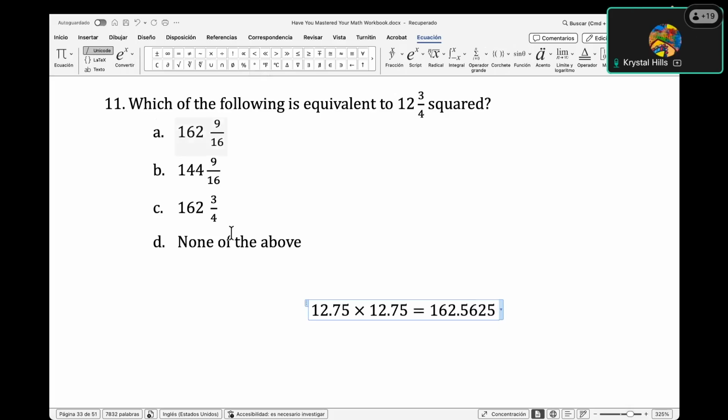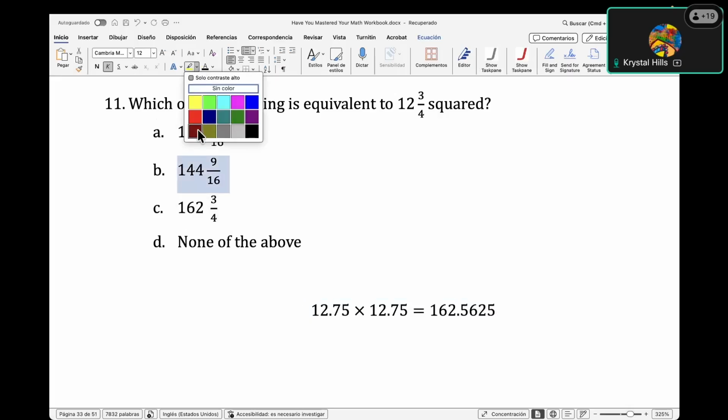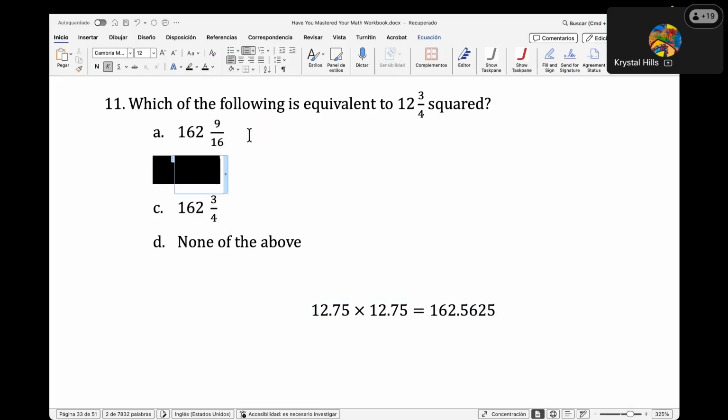When we look at our answer choices, we got 162 and 162 here with some fractions. And then we got 144 here. I'm going to cross out that 144 because I know that's not the answer. So I'm going to do that in black. Now I have 162 and 9/16, 162 and 3/4. You just told me 3/4 equals 0.75, right? Yes, ma'am. This isn't 0.75, so I can rule this one out too.